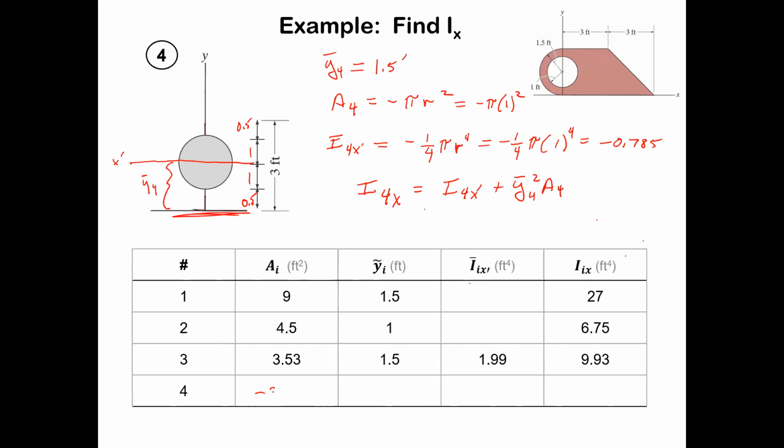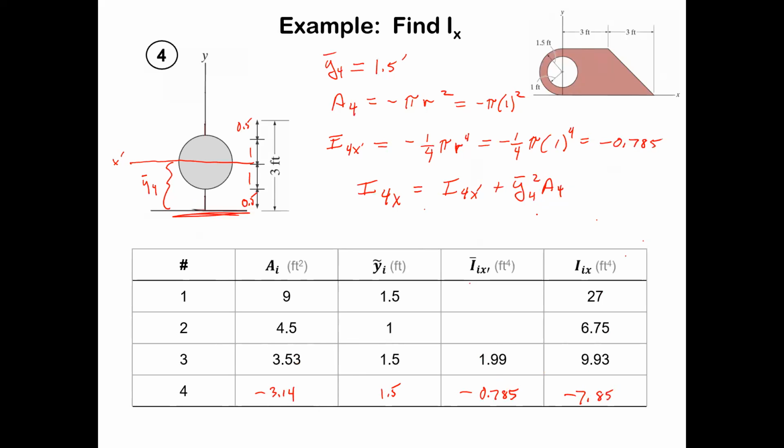The area is minus pi, because the distance to the centroid is 1.5 still from the x-axis. I for x prime is minus 0.785, and then the total about the x-axis is minus 7.85. And the negative gets even more negative because A4 is negative. This is always going to be positive, but that gives us a bigger negative number, which is a larger contribution because of the distance to the x-axis. It's a larger negative contribution.